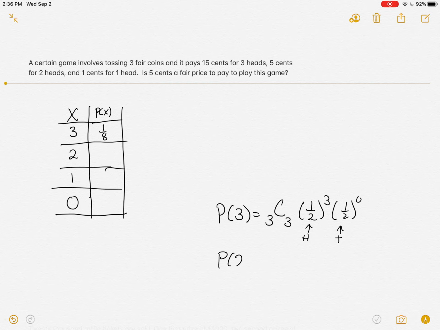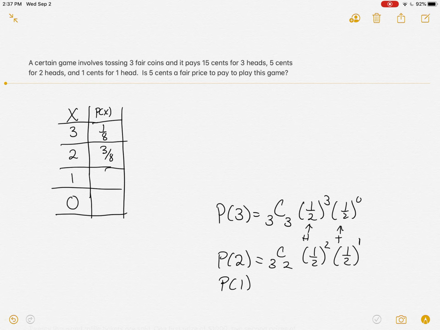2. Probability exactly 2 are heads. C of 3, 2. I need 1/2 to be there twice. And I need the tails, the second one, to be there once. So C of 3, 2, I believe is just 3. Let's just make sure about that. Yep. And so it's a 3, and then this is still going to be 1/8. And so we're going to get 3/8 here.